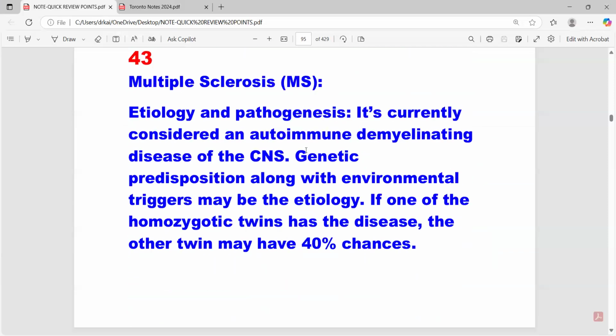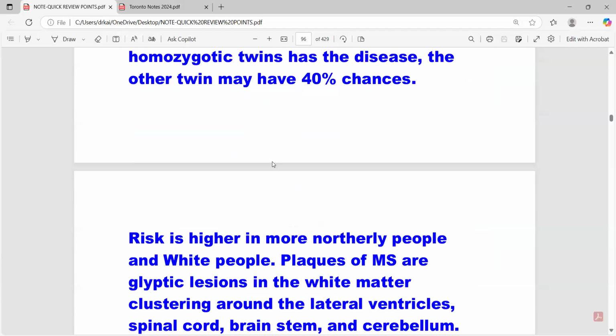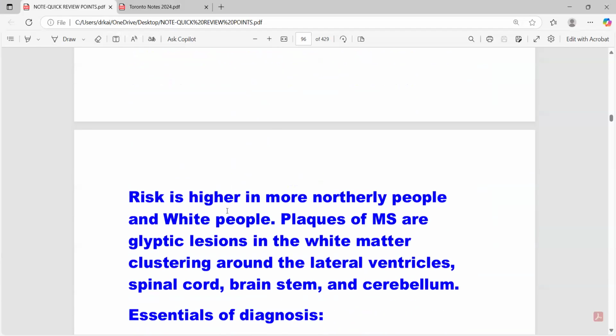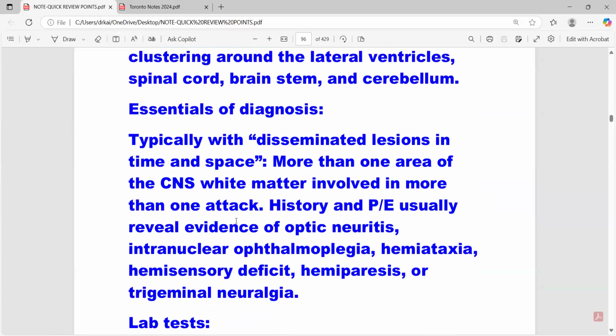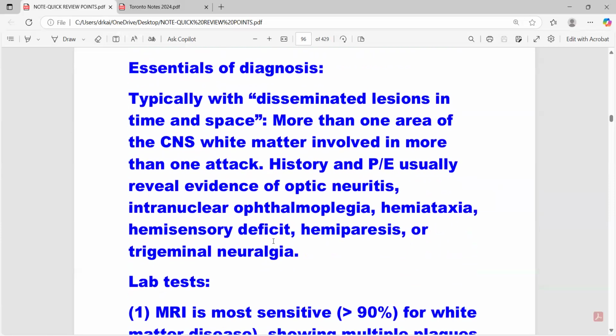Then comes multiple sclerosis. I think we already did this one. Risk is higher in more northern latitudes and in white people. So multiple sclerosis is more common in white people. What are the essentials of diagnosis? Disseminated lesions in more than one area of the CNS, and history and physical examination can lead towards optic neuritis, internuclear ophthalmoplegia, hemiataxia, hemisensory deficit, hemiparesis. So just give it a quick read.